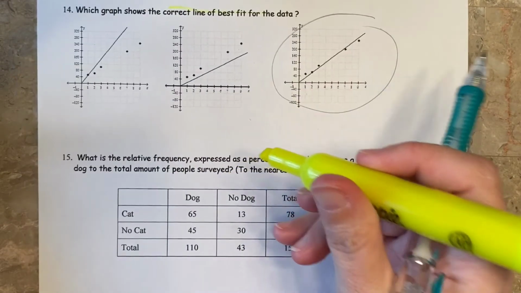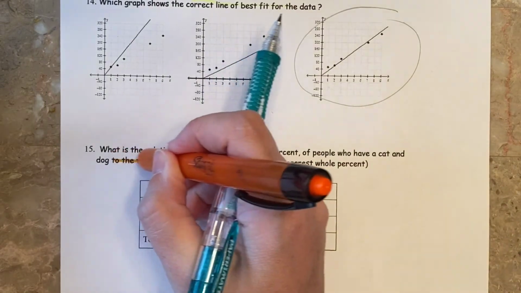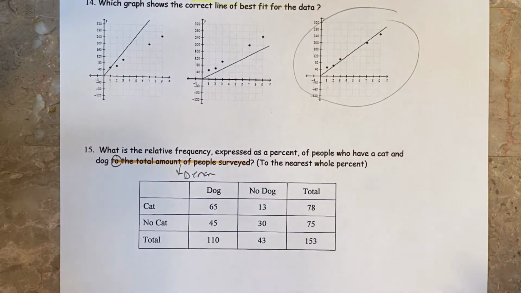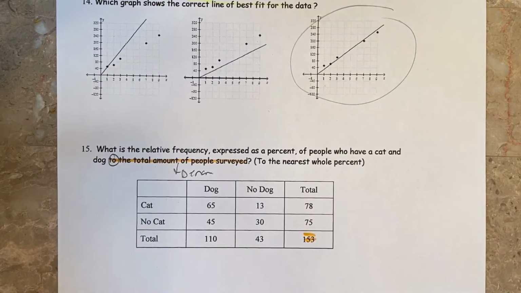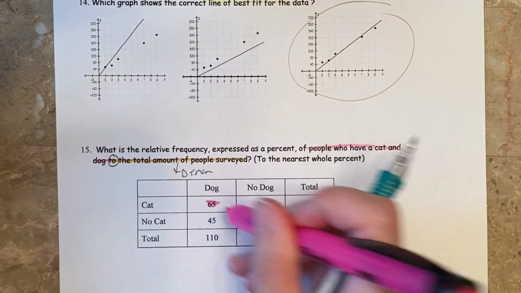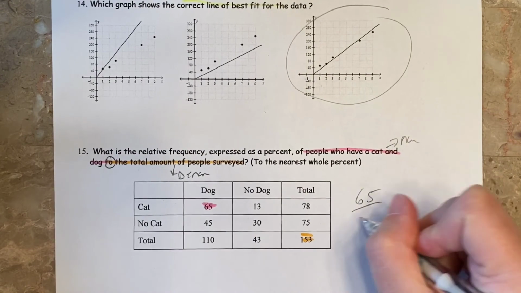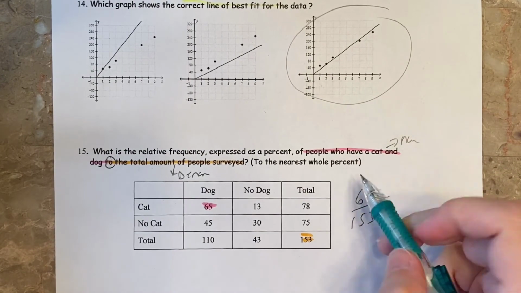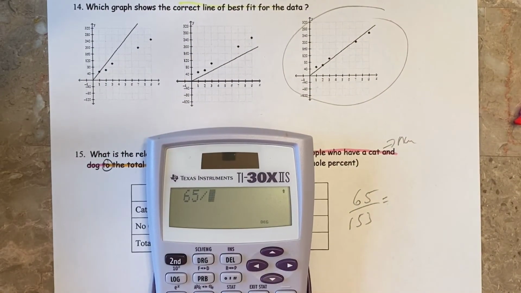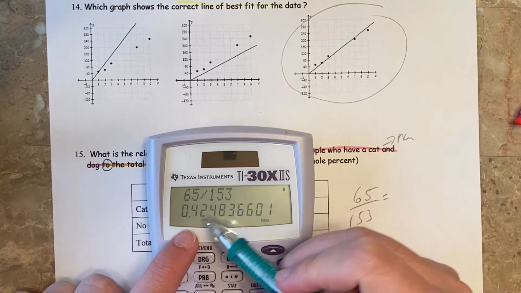15, relative frequency. Percent of people who have a cat and a dog to the total amount of people surveyed. So this, the total, is going to be your denominator. So hopefully you chose this number right here as your denominator. And then people who have a cat and a dog, so that's your both. Cat and a dog is right there, and that's going to be your numerator. So 65 over 153. It does say nearest whole percent. So 65 divided by 153.